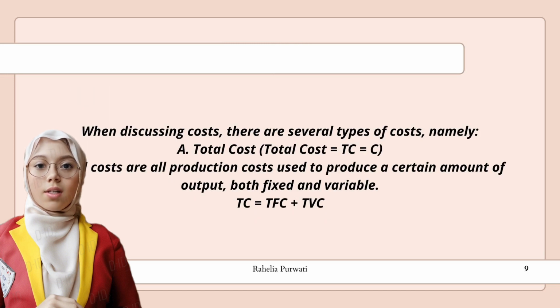When discussing costs, there are several types of costs, namely A. Total cost equals TC equals C. Total costs are all production costs used to produce a certain amount of output, both fixed and variable. TC equals TFC plus TVC.